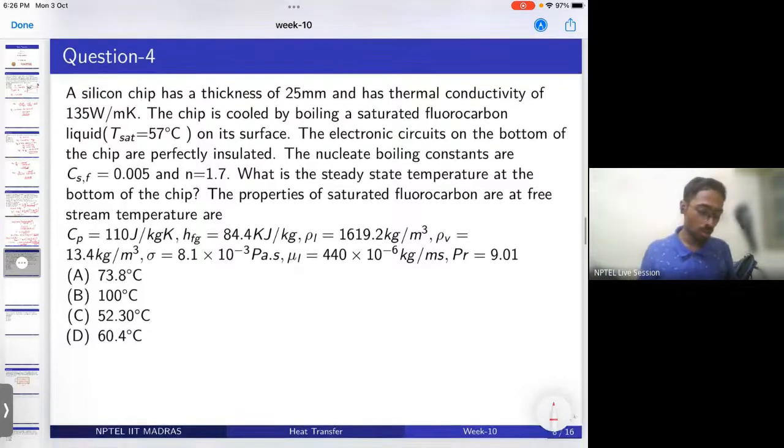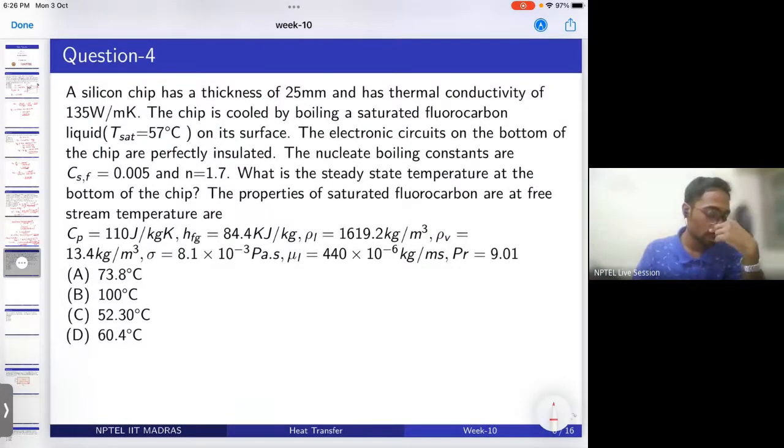So let's move on to the next question. It's a silicon chip, so it's also related to the boiling case. A silicon chip has a thickness of 25 mm and a thermal conductivity of 135 watts per meter Kelvin. The chip is cooled by boiling a saturated fluorocarbon liquid on its surface. The electronic circuits on the bottom of the chip are perfectly insulated. The nucleate boiling constants are given. What is the steady state temperature at the bottom of the chip?